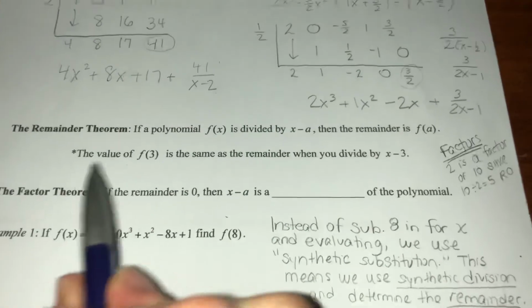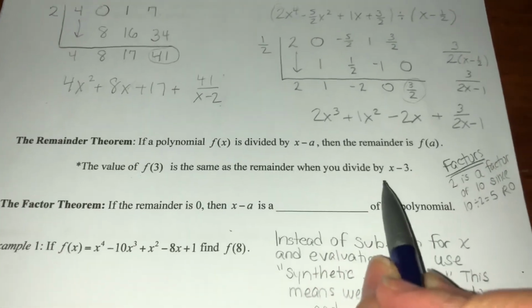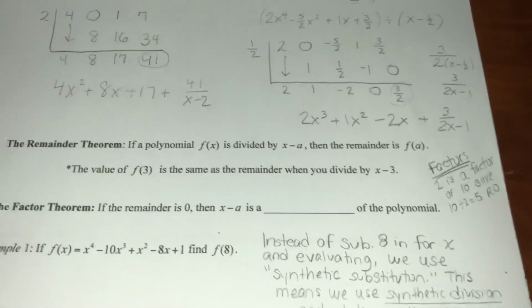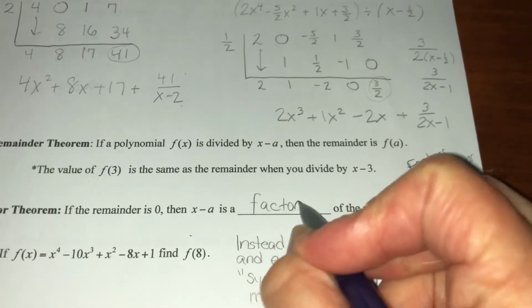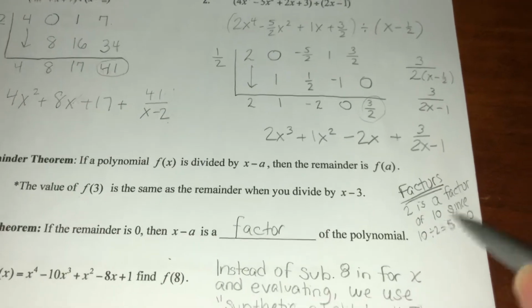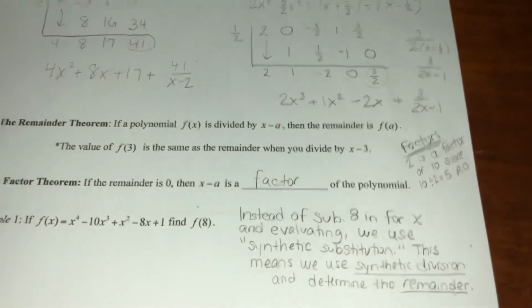So the value f of 3 is going to be the same as if I were to divide by x minus 3. Okay. The factor theorem states that if your remainder is 0, then x minus a is a factor of your polynomial. Okay. Just a reminder, a factor, 2 is a factor of 10, since 10 divided by 2 is 5, with a remainder of 0.